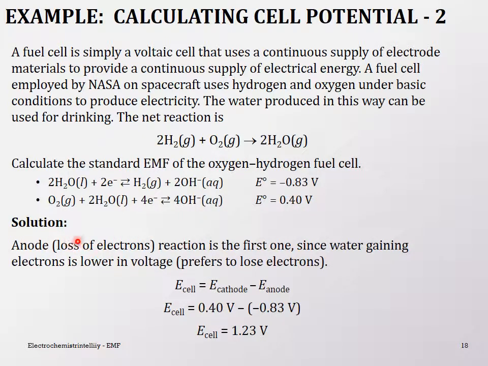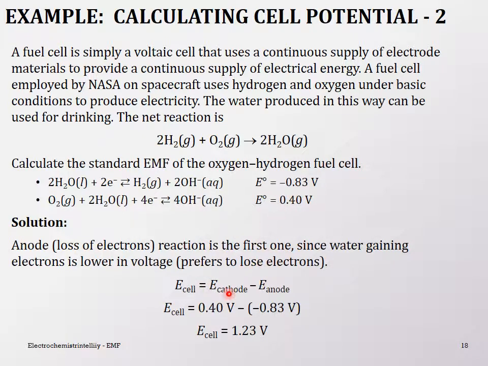So then the solution for this problem, again, keeping it very, very simple: anode is loss of electrons, and it's going to be the first one because this is negative. So because this is negative, this is going to be your anode, and this is going to be your cathode. And since the one is lower in voltage, that's all you're looking for, your voltages to decide what the cathode and the anode is.